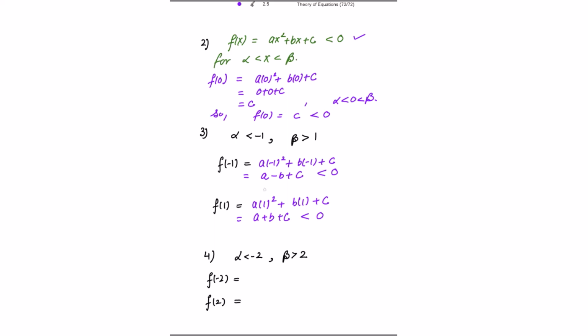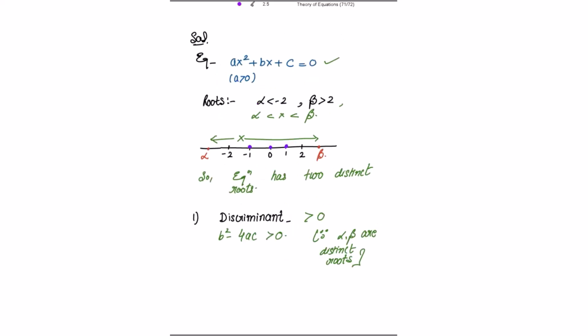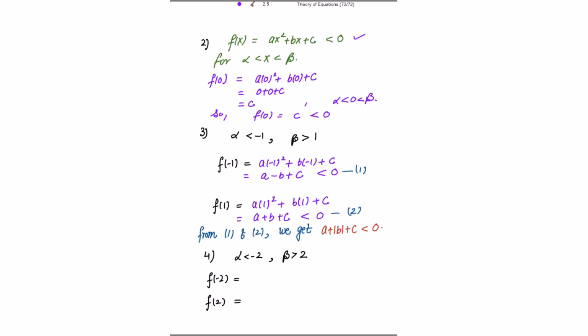Now we are getting a minus b plus c strictly less than 0 and a plus b plus c strictly less than 0. So from these two results, what do we say? We say that a plus mod b plus c is strictly less than 0. Right? Okay. Let's move on to now -2 and 2. Because -2 and 2 are also lying between alpha and beta. So let's check the result for these.